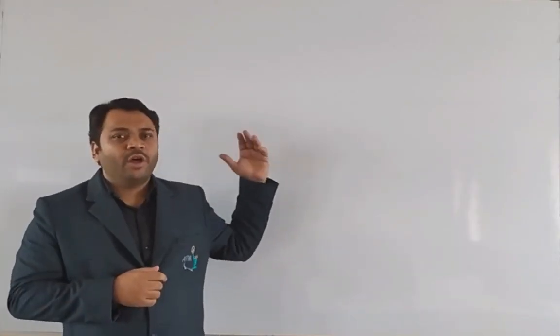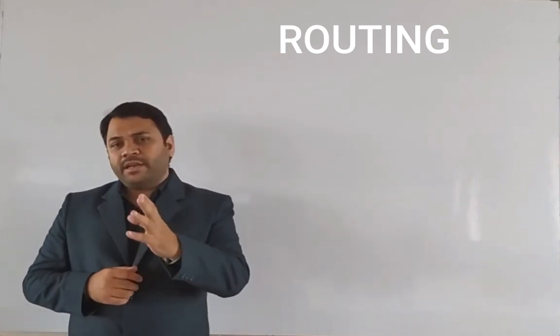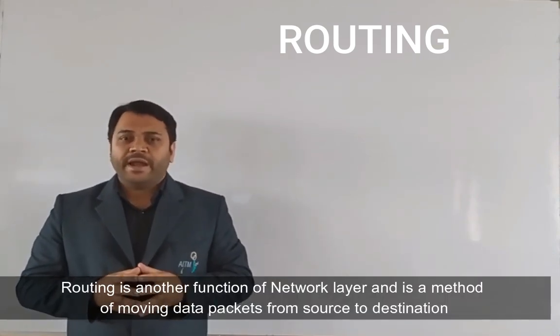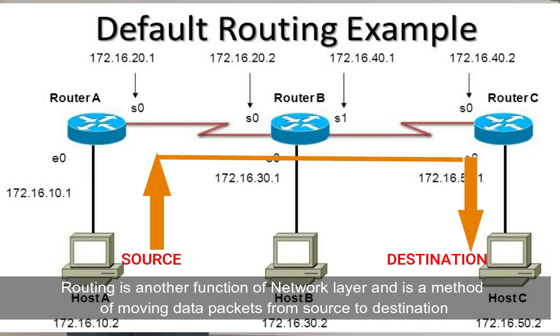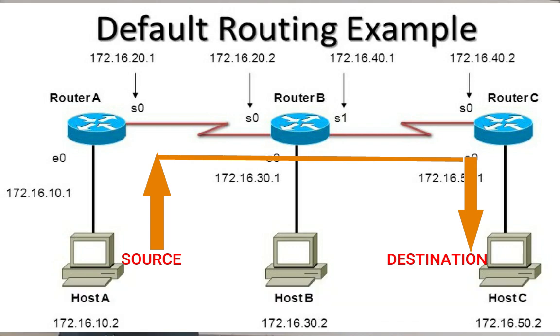Another function is routing. Routing is another function of the network layer and is a method of moving data from source to destination.